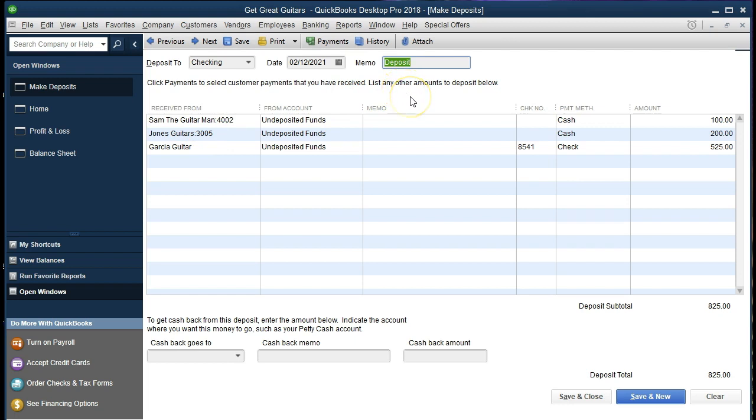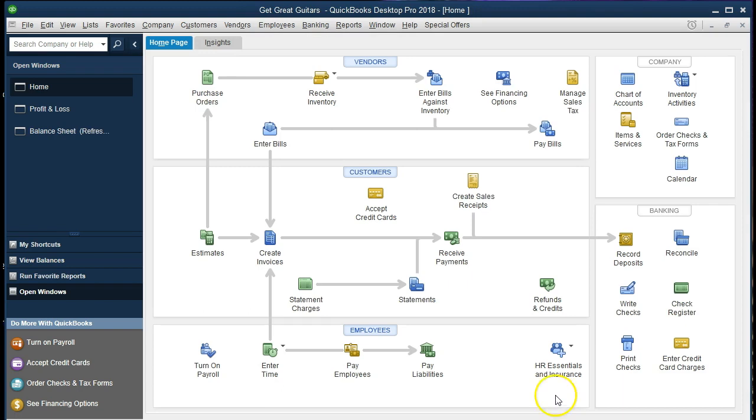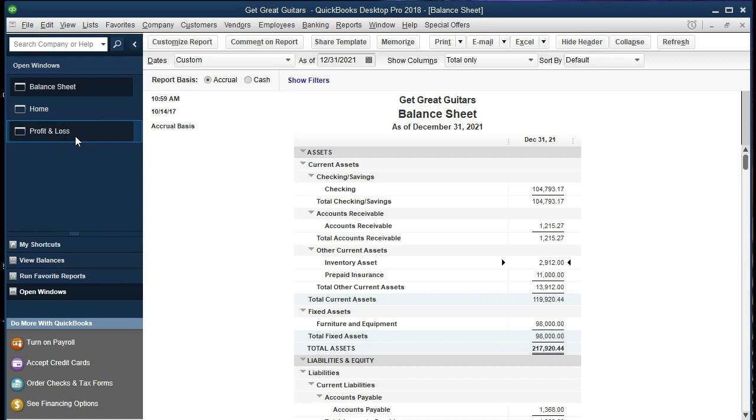That will be it. Once we record this, it's going to increase the checking account with a debit, and it's going to decrease the undeposited funds down to 0. So let's record that and check it out and see if that's what actually happens. So we're going to say save and close. And then we're going to go back to the balance sheet and see what is going on. We know that the checking account here then should be going up.